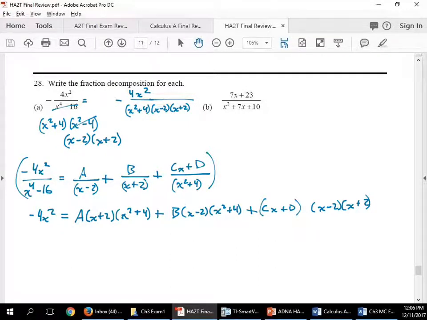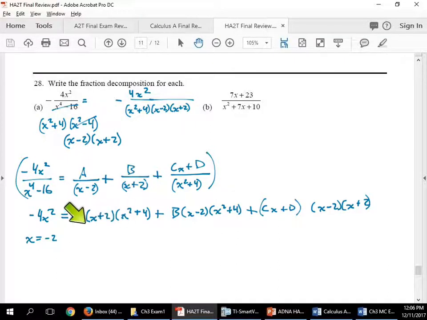All right. Let's pick some x values to eliminate some things, shall we? Now, there's two ways to do this. We can pick some x values to eliminate some factors, or we can simplify this nasty side and then combine all the x squared terms and all the x terms and then all the constants. I'm going to try to do the x thing first.